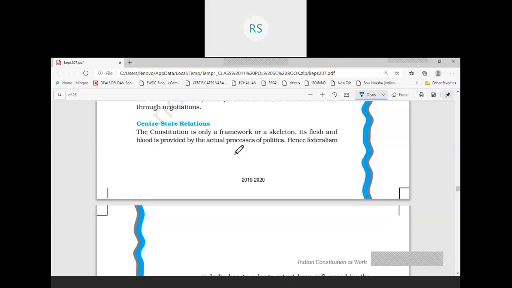successfulness of the federal structure or democracy. Any provision of the constitution can only become successful when the actual process of politics is suitable. If the actual process of politics is not suitable for federalism, then the federal structure will not work in spite of having the provisions in the constitution.